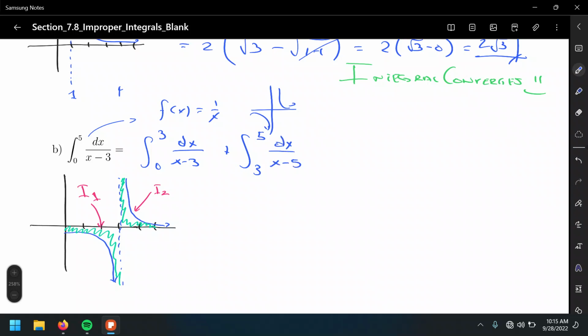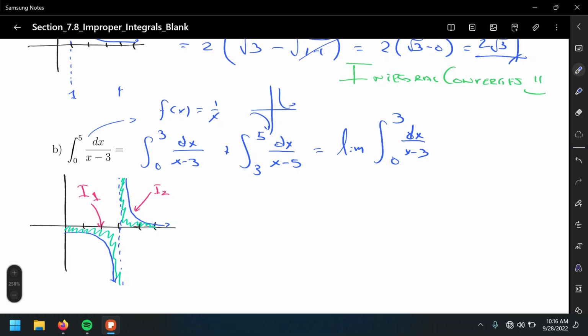Alright. So, what would be next? Well, be very careful here with the limit notation that we're going to use for these two integrals. We're going to represent the first integral, the one from 0 to 3, as a limit of the integral from 0 to t, dx over x minus 3. However, notice we are approaching the discontinuity. In this case, from which direction? We're approaching this from the left.